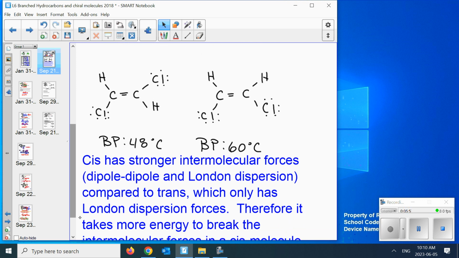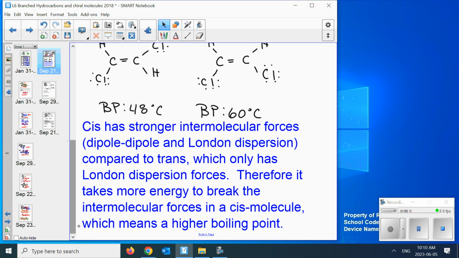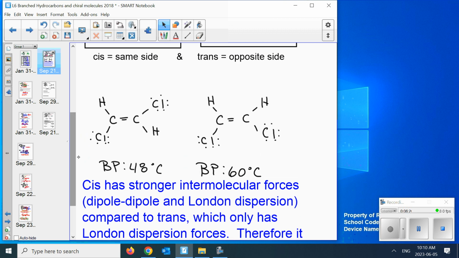It has to do with electronegativity. This has stronger intermolecular forces. It has dipole-dipole as well as London, compared to the trans, which only has the London forces. Therefore, it takes more energy to overcome the intermolecular forces in a cis molecule, which means a higher boiling point. Just draw this in here and see what we're talking about. I put chlorine so it's really obvious.